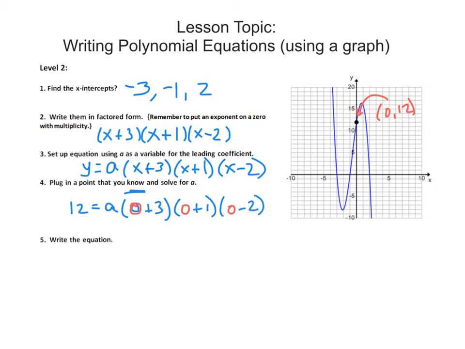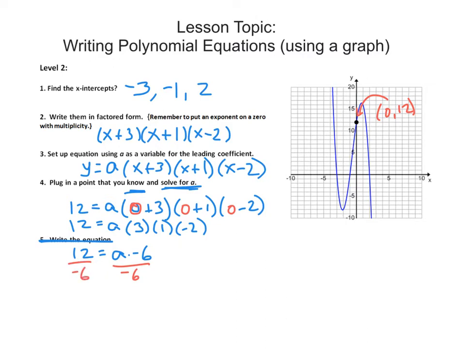All right, and now we're going to simplify and solve for a. So this is 12 equals a times 0 plus 3, which is 3, 0 plus 1, which is 1, and 0 minus 2, which is -2. Now on the right-hand side, we simplify this by doing 3 times 1 times -2. So 12 equals a times -6. Well, if we have a times -6, to solve for a, we need to undo the multiplication that's being done right here. So we need to divide both sides by -6. And we find out that a is -2.